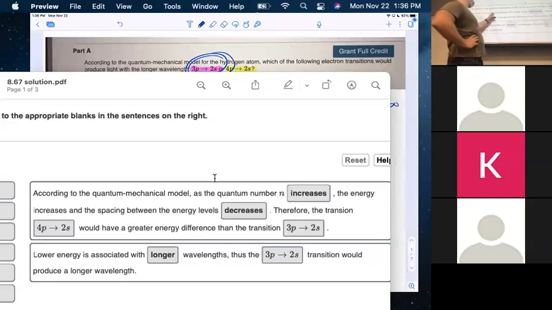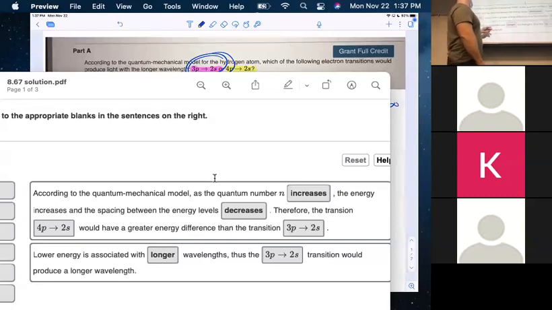the energy increases and the spacing between the energy levels decreases. I told you it goes from 1, then n equals 2 is 1/4, n equals 3 is 1/9, 1/16, then 5 is 1/25, and then 6 is 1/36. So you get really close to an asymptote. There's an asymptote there at the top.